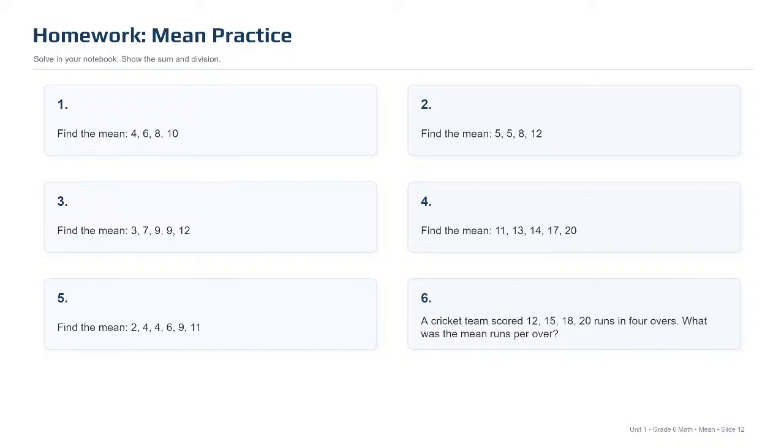6 is the word problem. Okay, so a cricket team scored 12, 15, 18, and 20 runs in 4 overs. What was the mean runs per over? And also, this is pretty easy to solve. I think all these problems are pretty easy to solve.